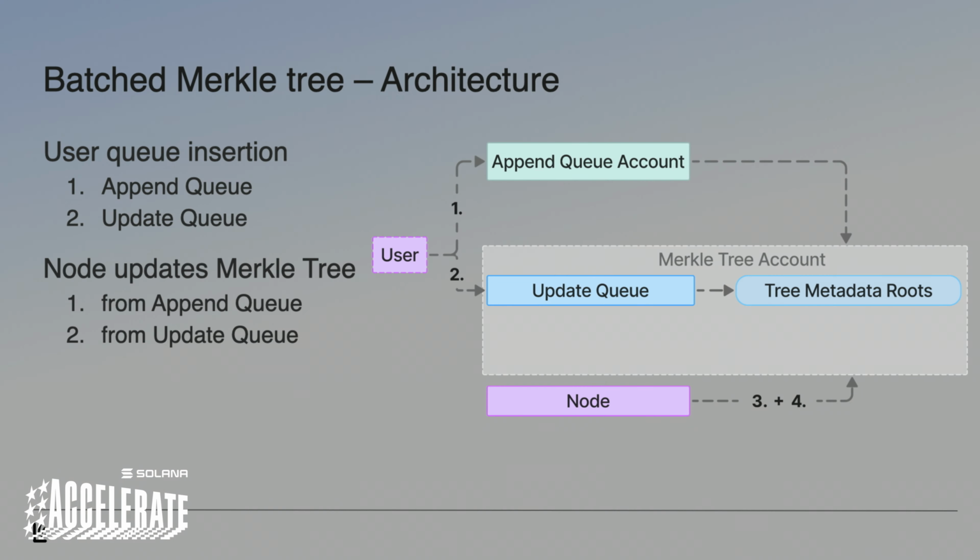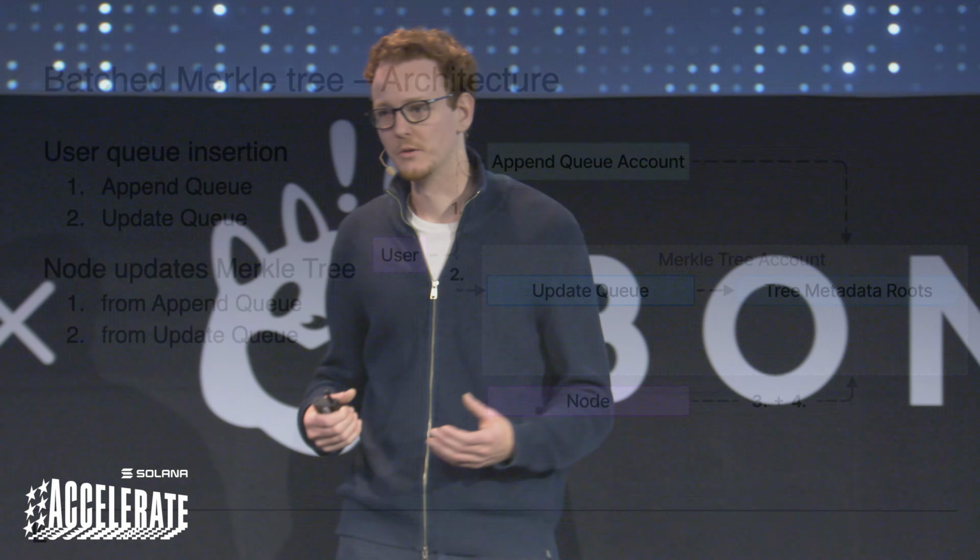To implement batch Merkle trees, you end up with an architecture like this. You have two accounts, which are both queue accounts, and you group the remaining Merkle tree data with the update queue. The reason to group these two data structures together is because if you want to update a value, you want to prove that it exists first.